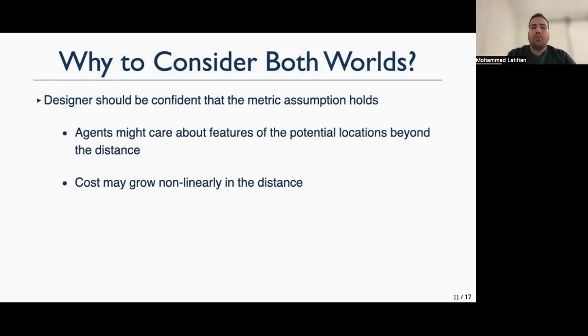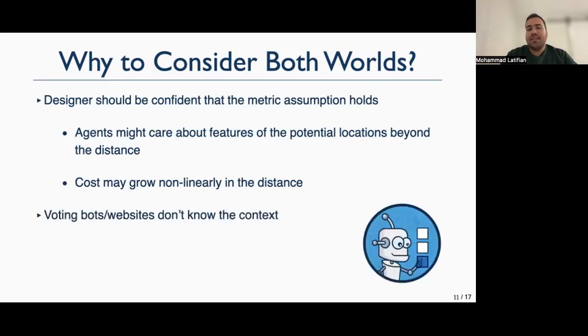The other reason to consider both worlds at the same time is the fact that for elections, and especially large elections, we might want to use websites or voting bots to run the election. The automated system doesn't have information about the context of the election, so it cannot decide whether it has to run a voting rule that works well for the utilitarian case or the one that works well for the metric one. So it's hard for an automated system to decide which voting rule to use if it wants to get a good distortion. If we manage to design a rule that has good distortion in both worlds at the same time, we can use it without any context and be sure that we get good distortion bounds.